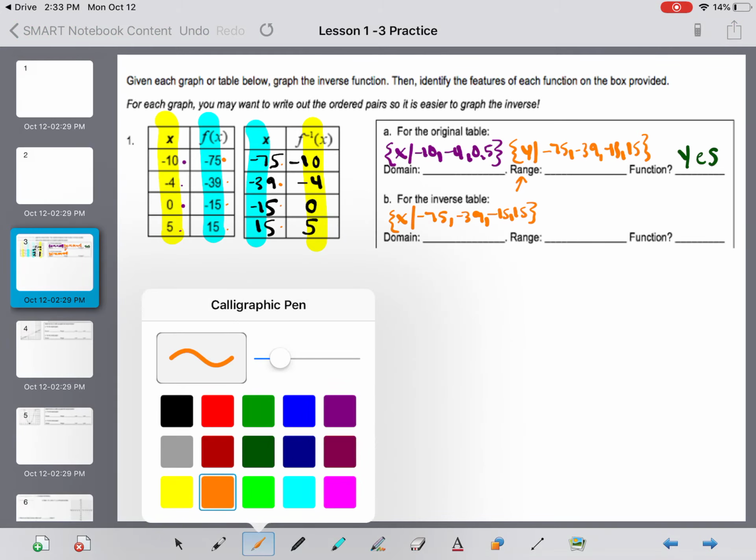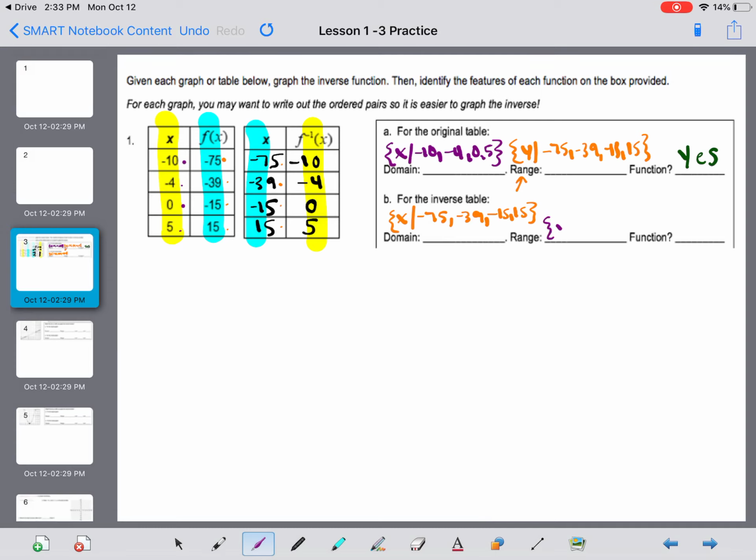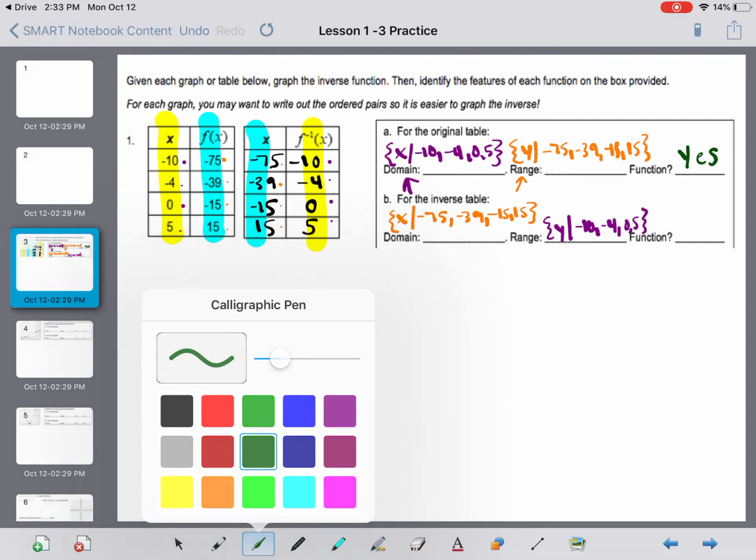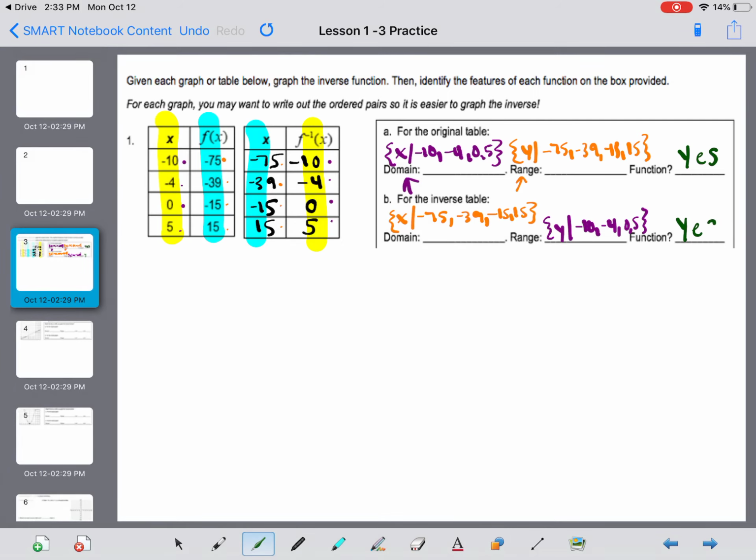The range is the same as the domain of the original table. But we're finding range, so we need to put a y. So the range of our new table is negative 10, negative 4, 0, and 5. It's whatever the domain of the original graph was. Again, when you find the inverse, the domain and the range switch. And if you look at the table, the range is all the y values, which is negative 10, negative 4, 0, and 5. And this is also a function because none of the x values repeat.